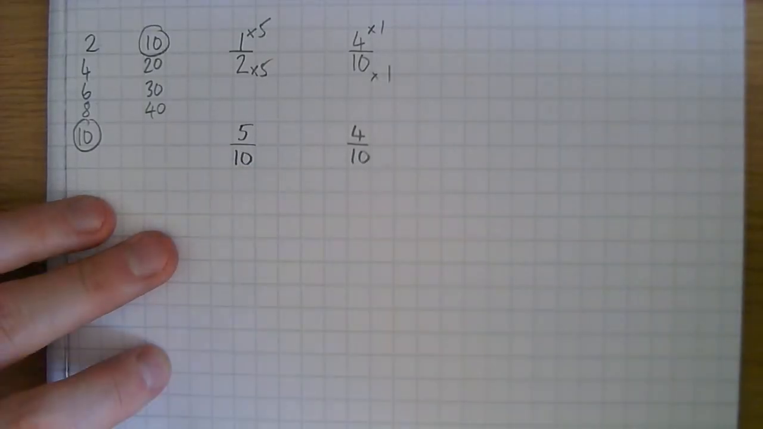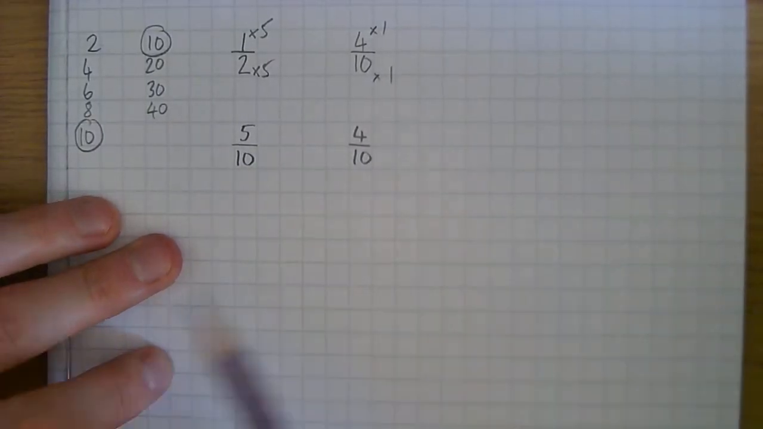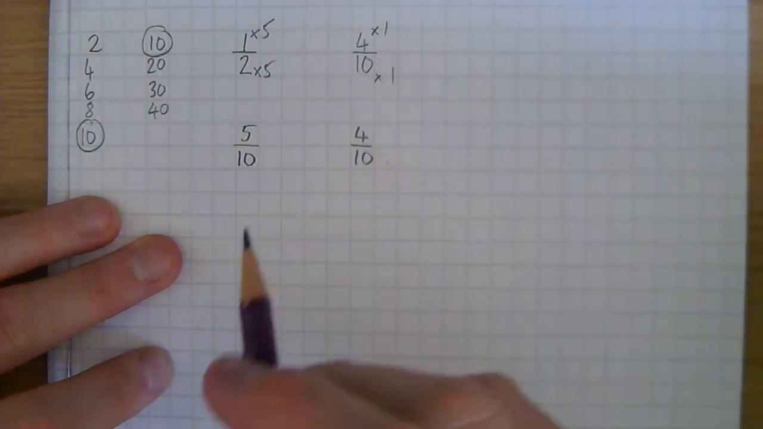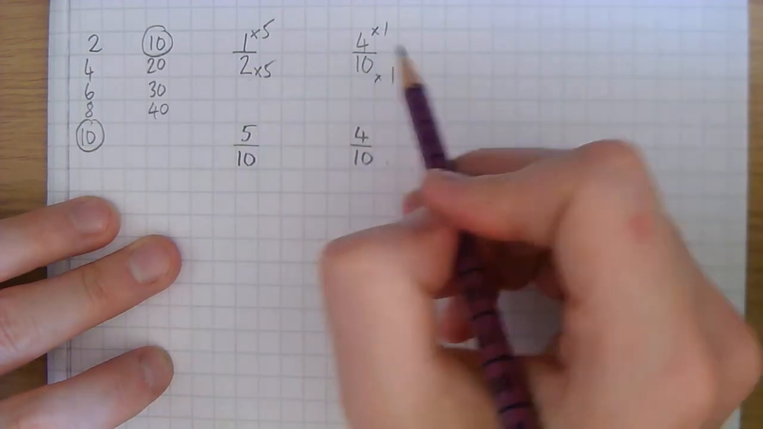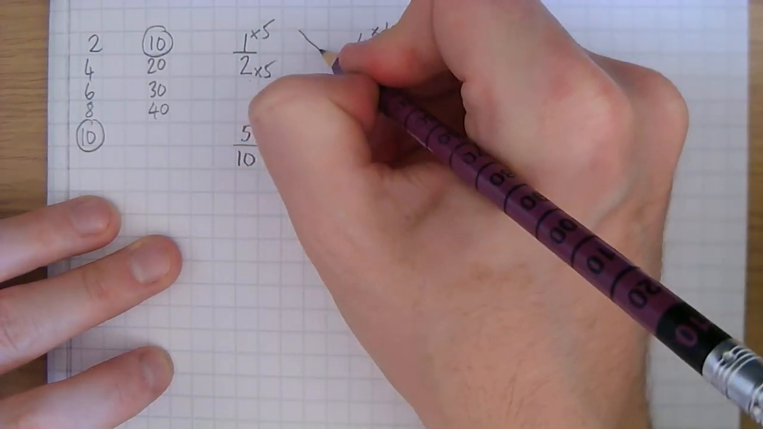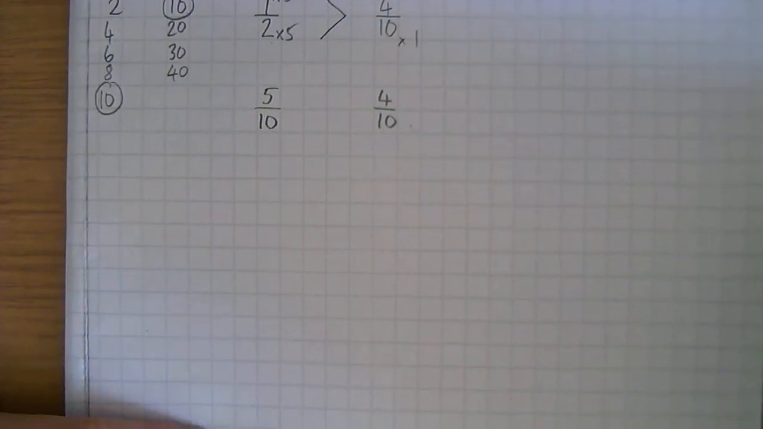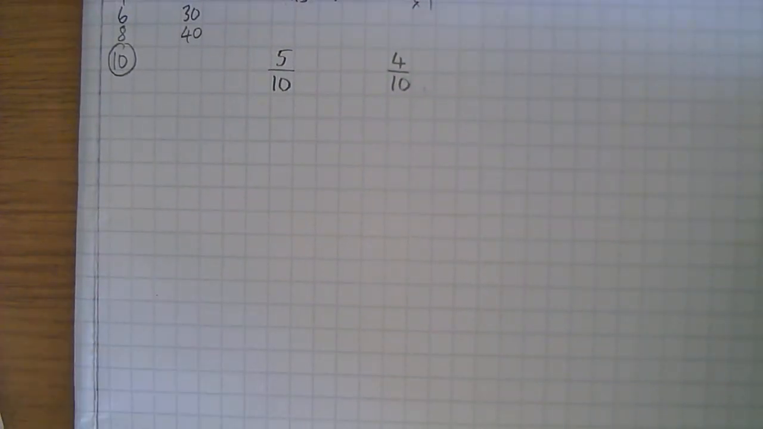You can see that because the denominator is the same now, it's easy to compare. 5/10 is greater than 4/10. Therefore, a half is greater than 4/10. Let's look at another one.